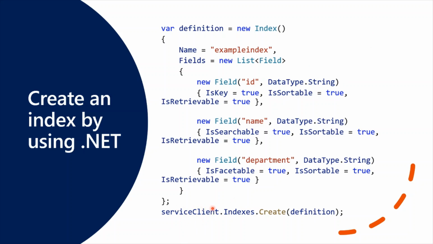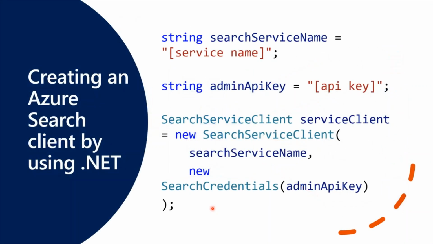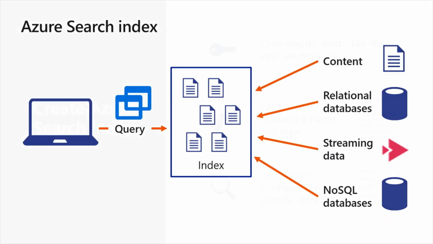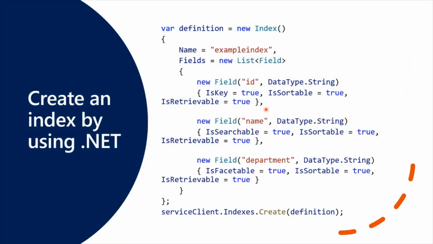Service client is the one we created earlier here. If you remember, we created this service client using the admin API key. So now we can use that service client and add indexes and create using this definition. So we are creating an index.